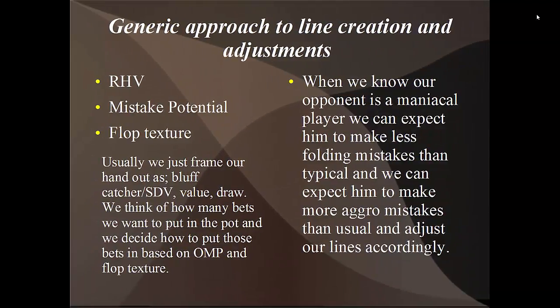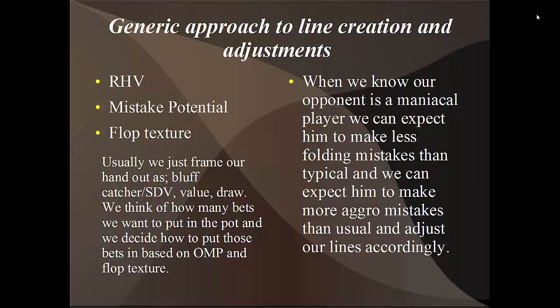So our generic approach to line creation against any opponent, known or unknown, is always going to be to just take our own relative hand value. And when I say relative hand value, what's it relative to? It's relative to your perceived range, and it's relative to the board. It's like wherever you're at in your range with regard to what the flop texture is, that's what determines your relative hand value. If you're at the very top of your range, then your relative hand value is value. If you're more towards the bottom, then it's a bluff. If you're somewhere in the middle, then your relative hand value is something like showdown value.